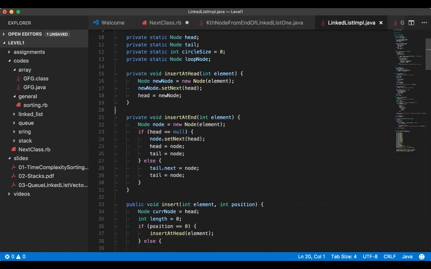Do we have to do any edge case check here? Santosh, Nikhil, do we have to handle anything? I haven't maintained the tail in that insert head. Yes, so we have to change our tail as well in case there is no node, that is, head is equal to null. In that case, we have to set head, which is correct, plus we have to set the tail as well.